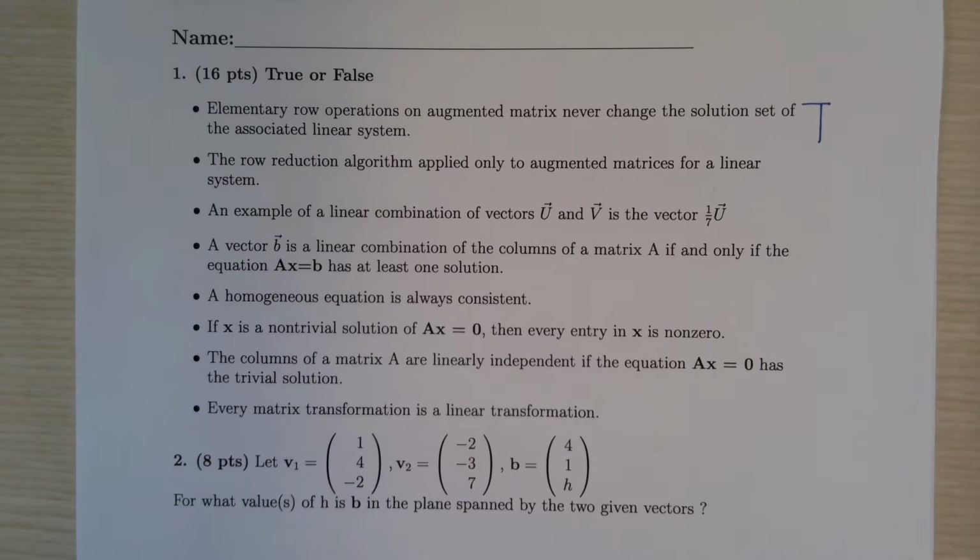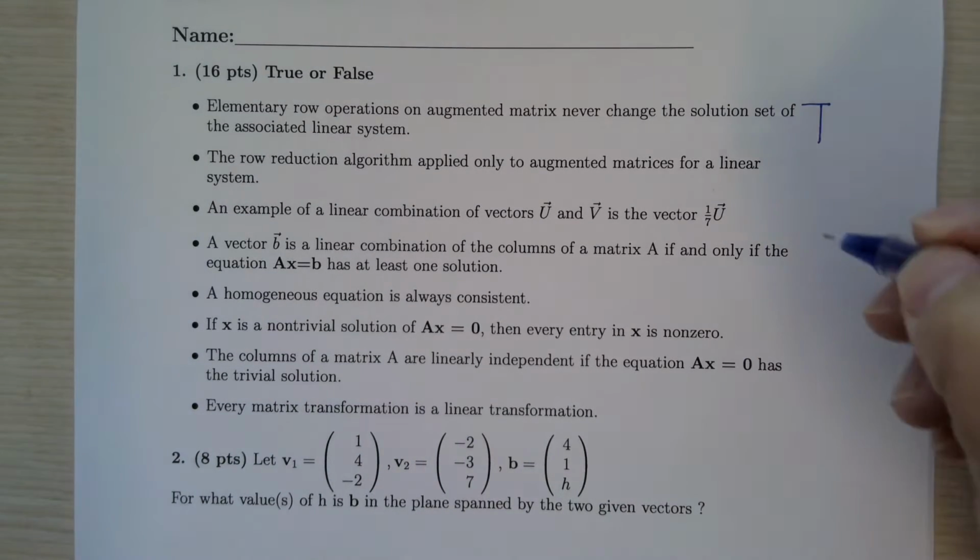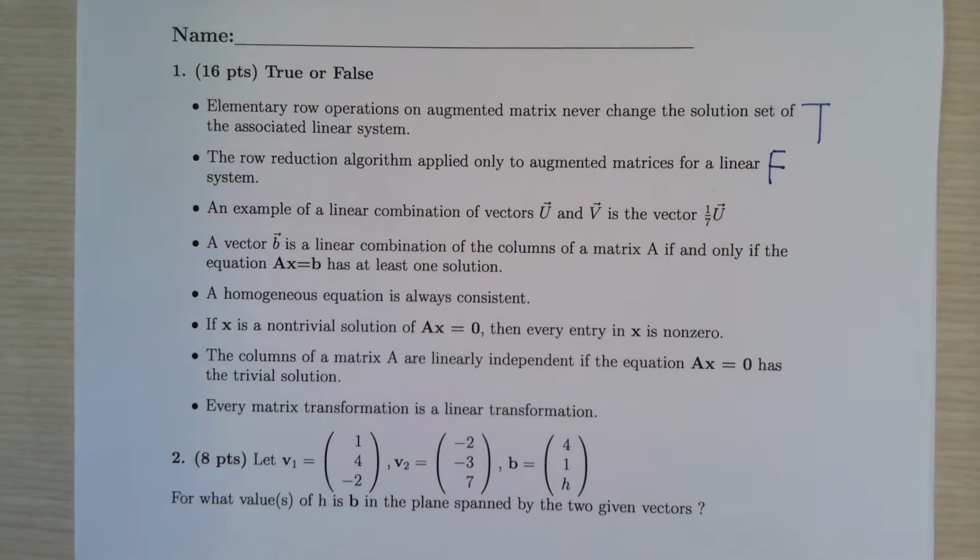So the echelon form or the reduced echelon form is always row equivalent to the original. Okay. Second, the row reduction algorithm applies only to an augmented matrix for a linear system. This is false, because the row reduction algorithm can be applied to any matrix. Okay, it's not necessary to be an augmented one.